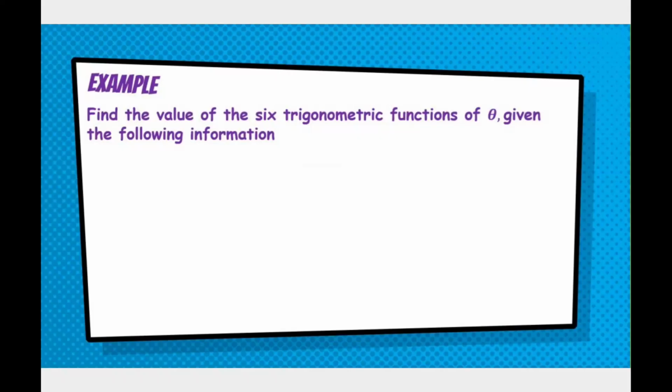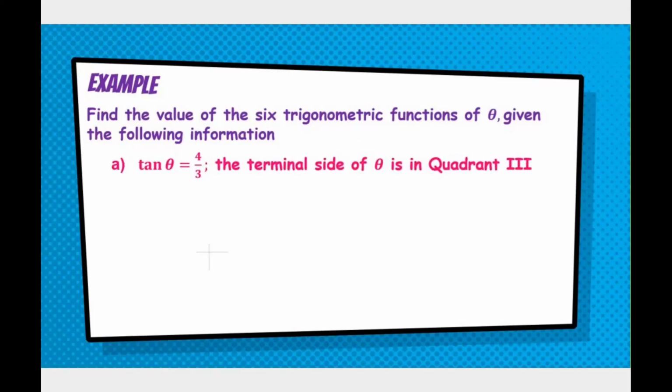All right, let's find the value of all 6 trig functions given the angle with the following information. Tangent of theta equals 4/3. The terminal side of theta is in quadrant 3. So we're given what quadrant we're in.